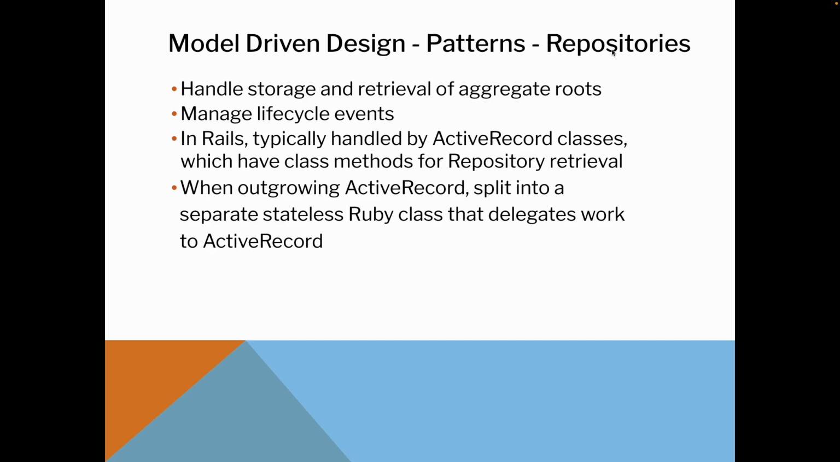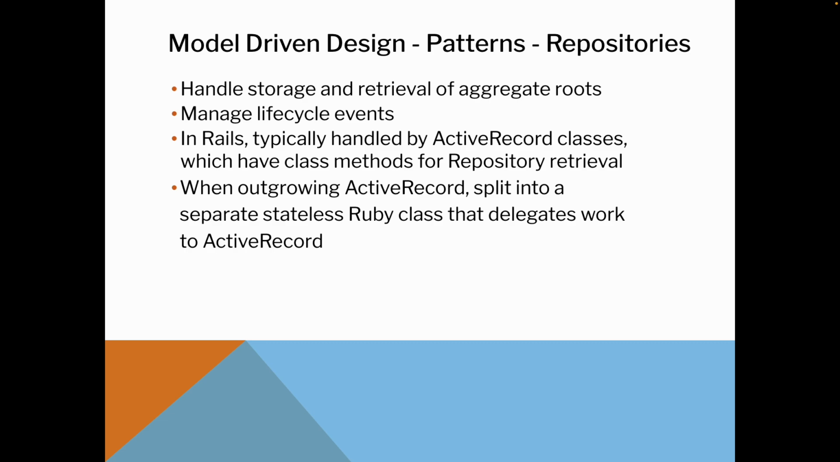The next pattern is repositories. So they handle storage and retrieval of aggregate roots. They manage lifecycle events like creation of objects, destruction of objects, stuff like that. Now in Rails, we do handle repositories usually with Active Record classes. So entities are handled with Active Record instances. Repositories are handled with Active Record classes.